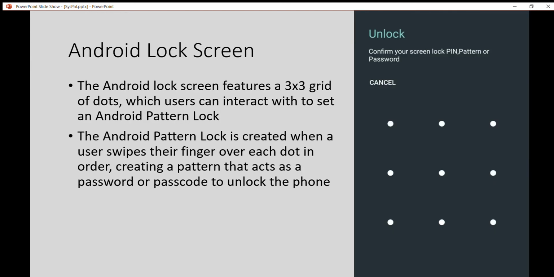First we're going to go over some background information. So the Android lock screen is a lock screen that features a 3x3 grid of dots, which you can see on the right hand side of the screen, that users can interact with to set an Android pattern lock. Pattern lock is created basically when a user swipes their finger across each of the dots in a specific order, creating a pattern that acts as a password or a passcode to unlock the phone.